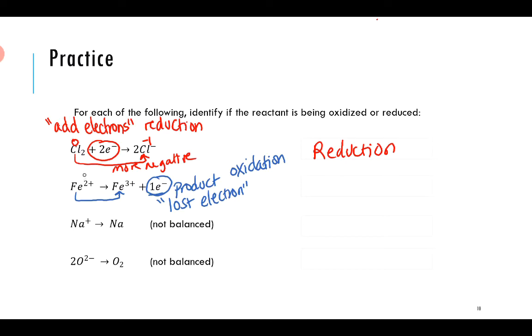But we can also tell it's oxidation by looking at the charge. These are actually charged ions, so the oxidation state will match the ion charge of 2 plus and 3 plus. And so our oxidation state is getting more positive, and so that's going to be oxidation.